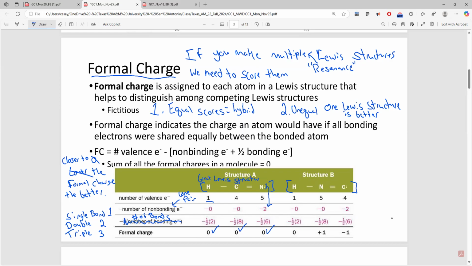However, let's say we switch the nitrogen and the carbon. What would happen? Hydrogen doesn't change, but nitrogen starts off with 5, no lone pairs now, 4 bonds. It has a score of +1. Carbon, 4 valence electrons, 2 lone pairs, 3 bonds, score of -1. So this is not as good. If I was comparing the left to the right, since the left has more zeros, I would pick that as my Lewis structure. But again, if we had the same scores, then I would combine my Lewis structures to make a hybrid structure.